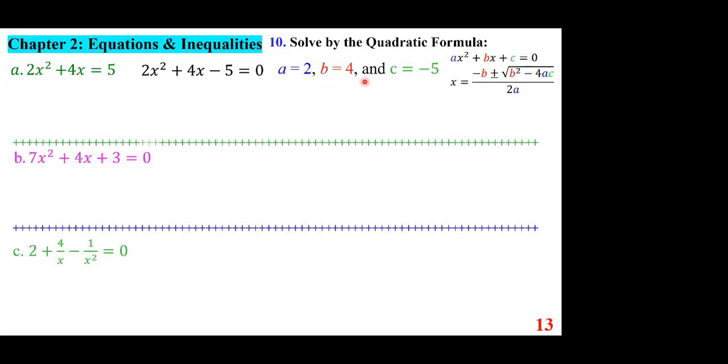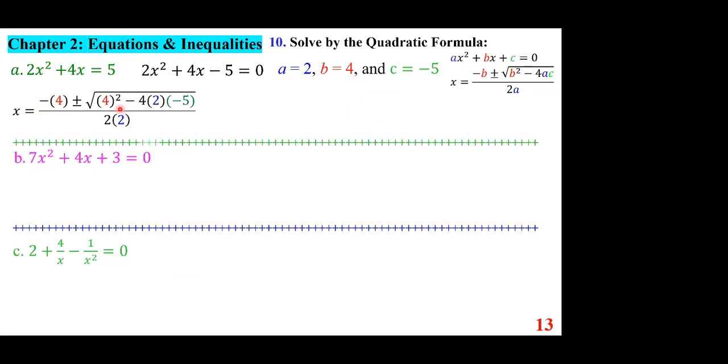So minus b, which is 4, plus or minus the square root of b, or 4 squared, minus 4 times a, which is 2, c, which is negative 5. So just like that. It's good practice to put the minus and then put the b in parentheses, because sometimes if it's negative, you want to be careful what happens to that, okay?